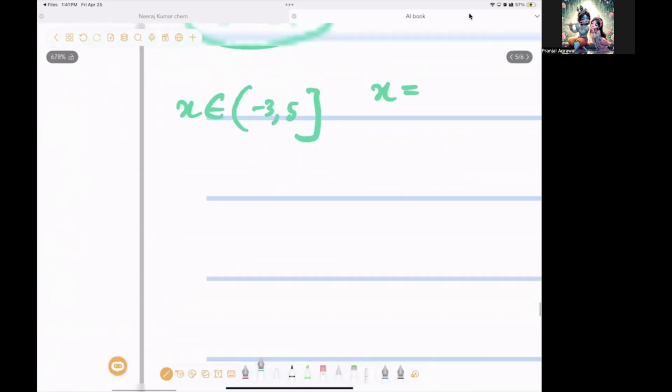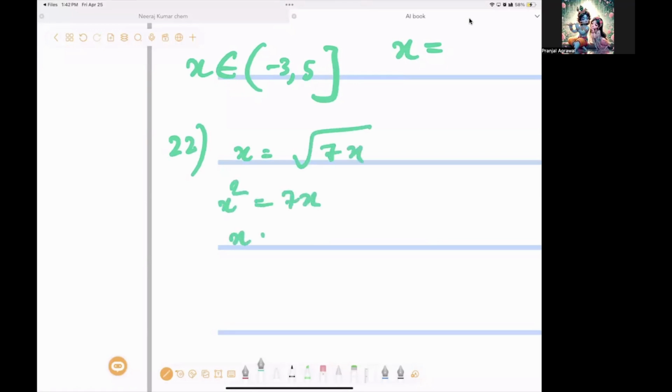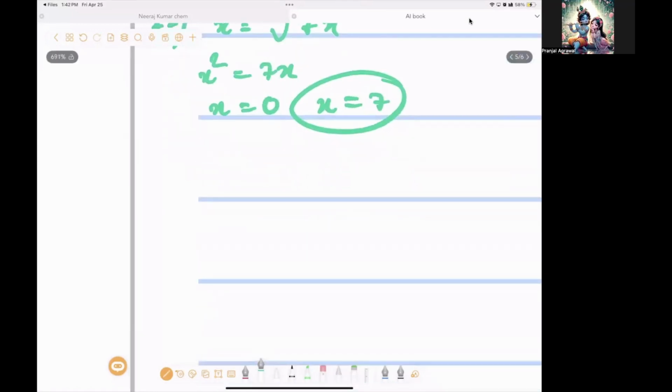Okay, so let's go to question number 22. I'm not able to view it, I'll move the cursor down. So in x is equal to root 7 plus dot dot, we always assume this as x. So x square is equal to 7x. So x is equal to 0 or x is equal to 7. We cannot take x as 0. So x is equal to 7.